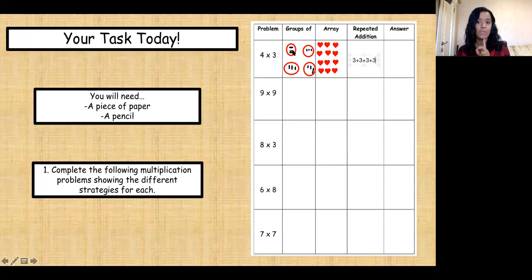If I count 1, 2, 3, 4, 5, 6, 7, 8, 9, 10, 11, 12. So far, so good. Okay, then we could do 3 plus 3 is 6, plus 3 plus 3, 6. So we have 6 plus 6 is 12. So again, I can just write my answer on the outside.